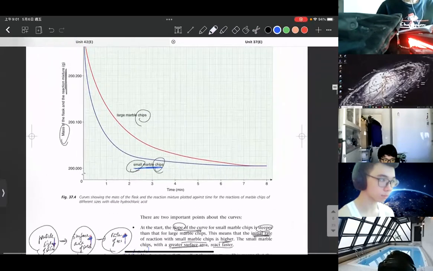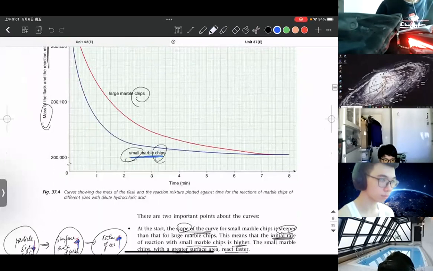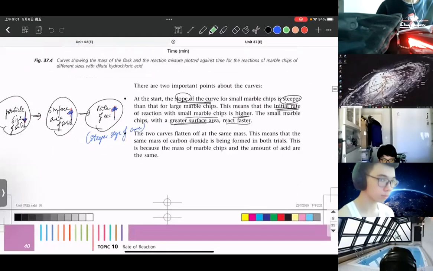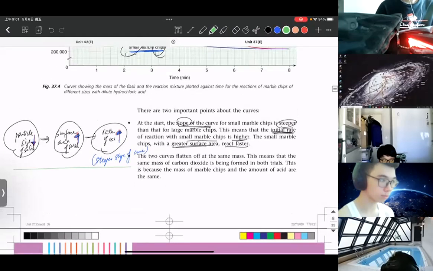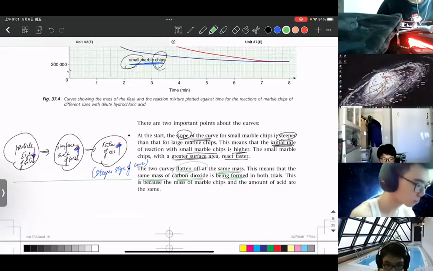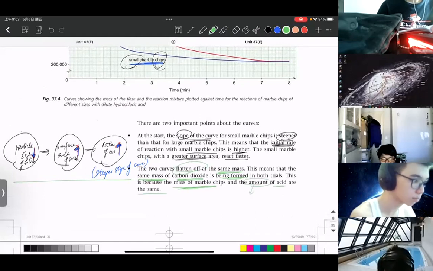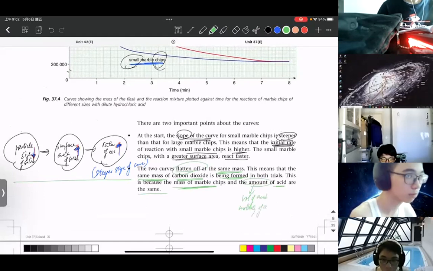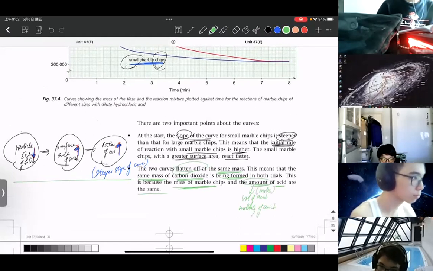Okay. Now, the second case is on the part that levels off. You may find that the curves flatten off at the same mass. That means the same mass of carbon dioxide is being formed. This is because the mass of chips and the amount of acid are the same. Amount means volume of acid and also molarity of acid. So remember, amount here has a hidden meaning: it is the number of moles. Can you get the point?